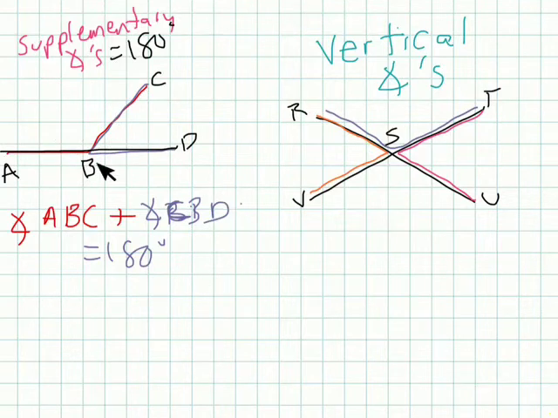Now this is important to know when looking at vertical angles. If I'm trying to prove that angle UST is congruent to angle VSR, visually we could see that this angle is the same as this angle. Why is that? Let's look at this more closely to prove it.